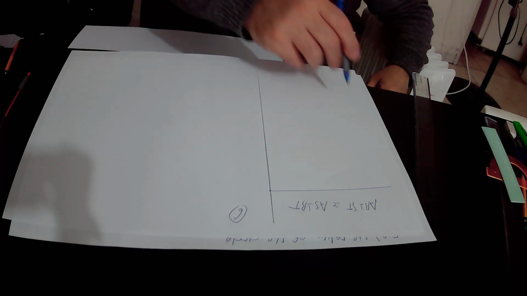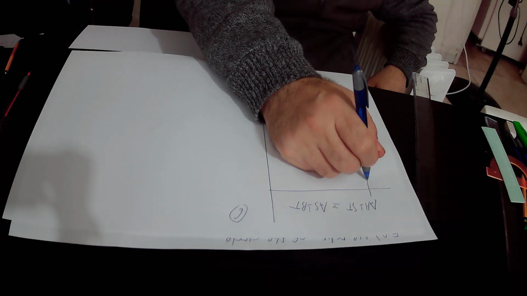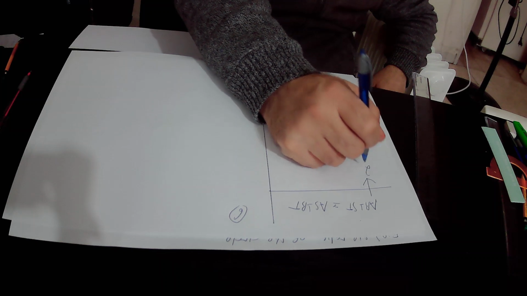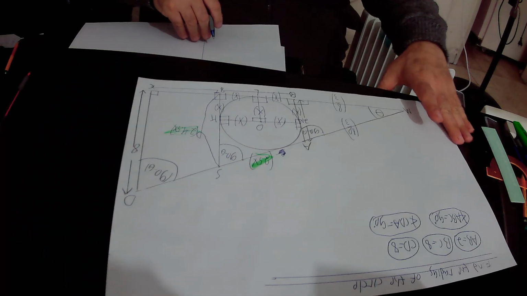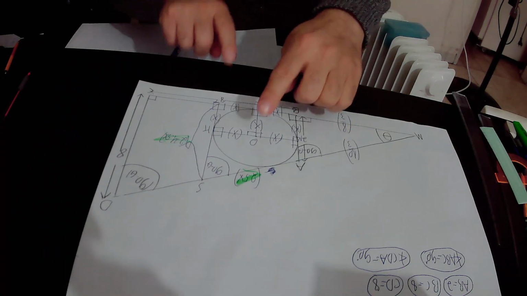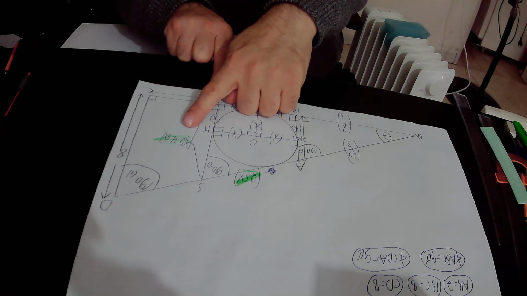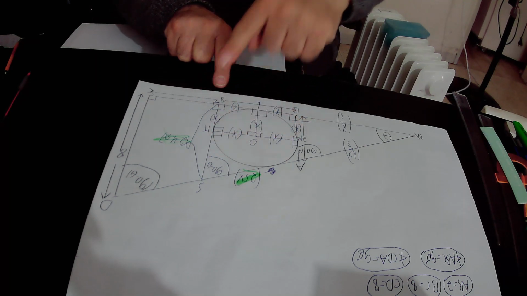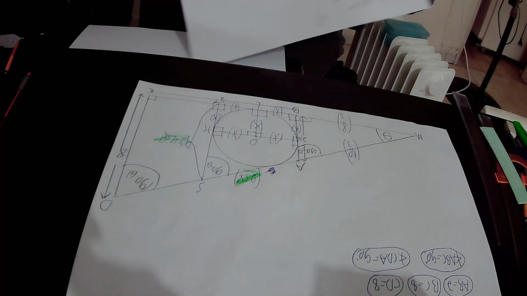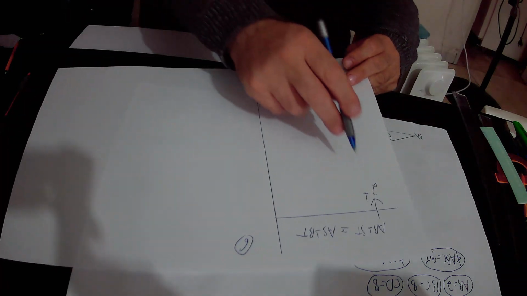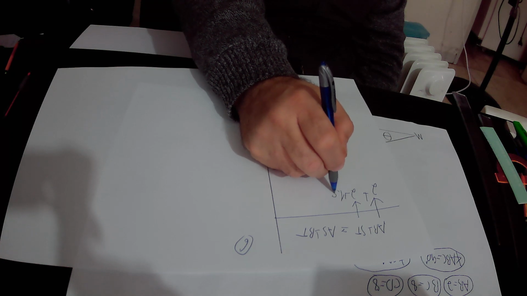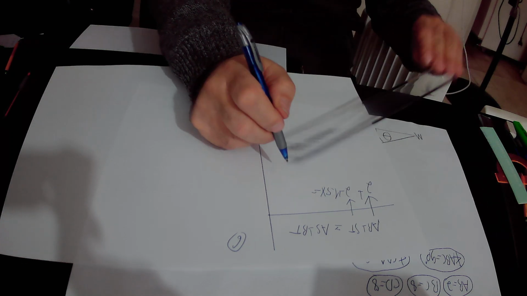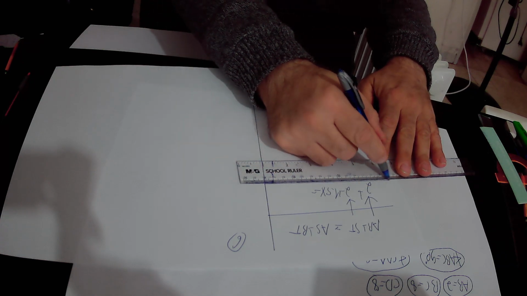AB equals 2 units in its length, therefore we substitute AB by 2, plus ST. What is the length of ST? From the drawing it is very easy to see that ST equals 2 plus 1.5x. So we substitute ST here by 2 plus 1.5x, and it equals AS plus BT.